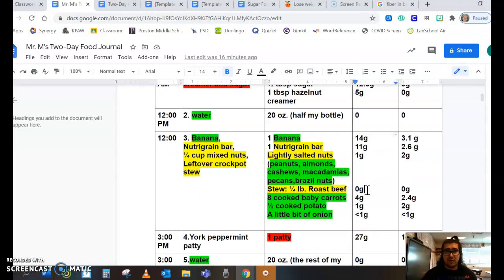I didn't put any sugar in my roast beef because that would just be weird. Yeah, my roast beef did not have any sugar in it. And since it is not made of plant material, since it is from an animal, it has no fiber in it. You will notice that most things that are made from plants have fiber in them, because plants are fibrous.